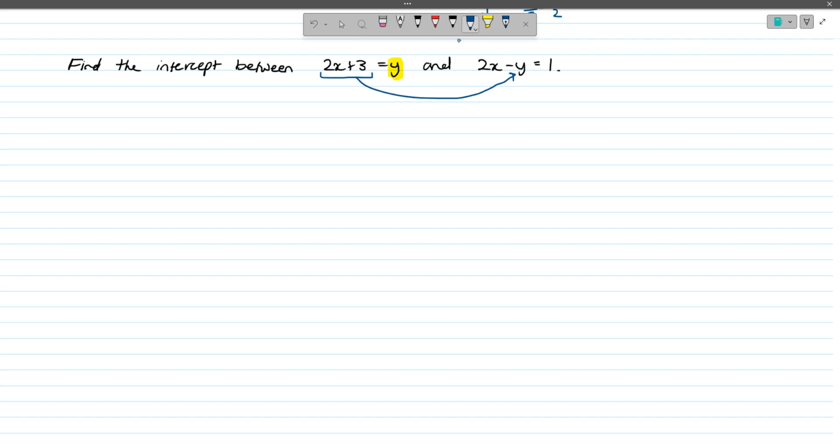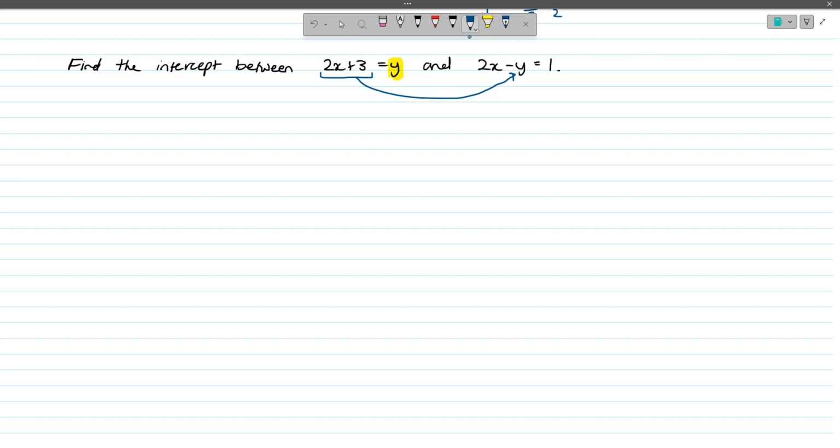But pretty much a question might ask you to find the intercept between 2x plus 3 equals y and 2x minus y equals 1. This is just an example of very basic simultaneous equations. To find it, we just need to realize that if we already have y, then we can simply sub y, or whatever this is, because it's equal to y, into this equation here. So effectively, it's just knowing when and how to substitute. If you've done simultaneous equations before, then you'll know what I'm talking about.